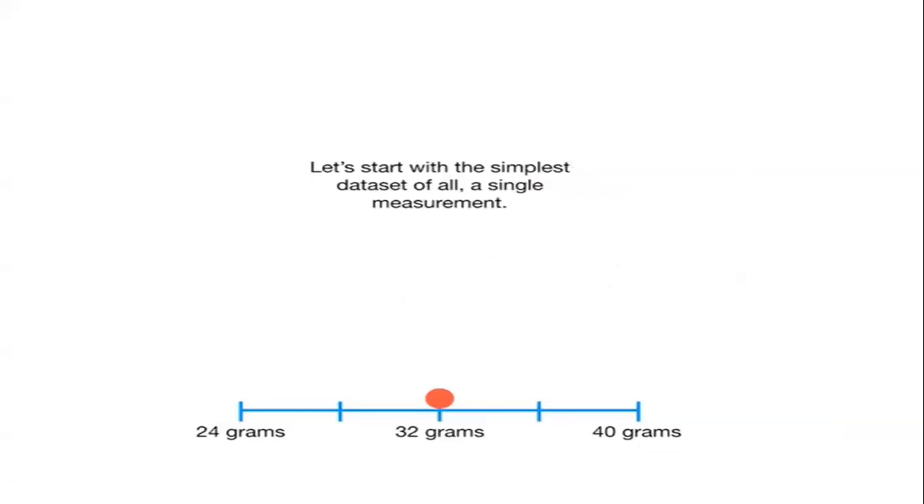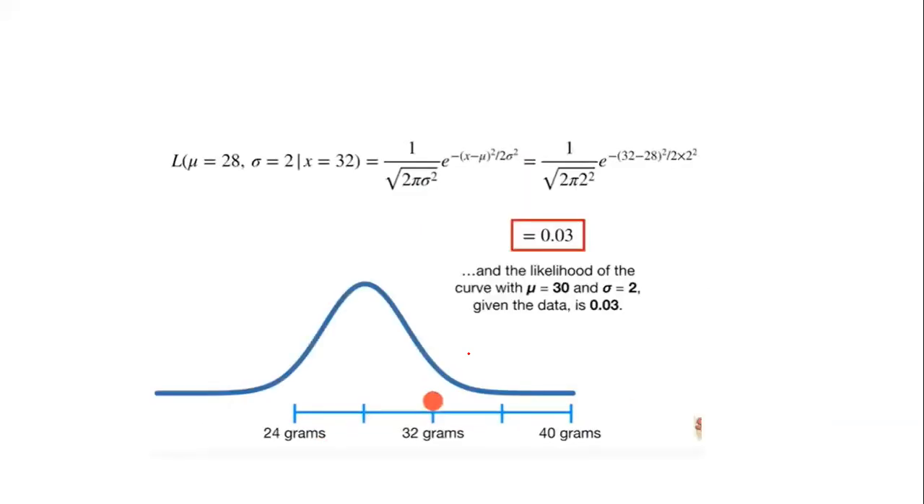To understand the whole concept, let us start with a very simple case with only one measurement. Let us assume that this is the weight of mice. Let us assume there is only one mouse. We are taking only one measurement, and the weight of this mouse is 32 grams. We are trying to represent this through this normal distribution.